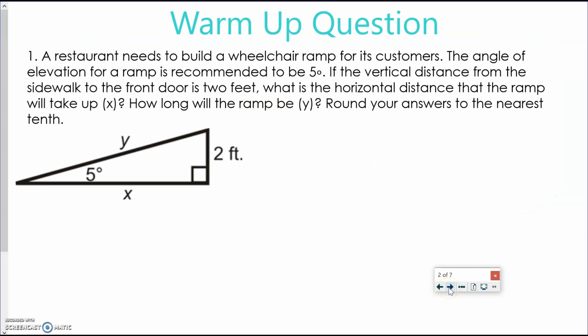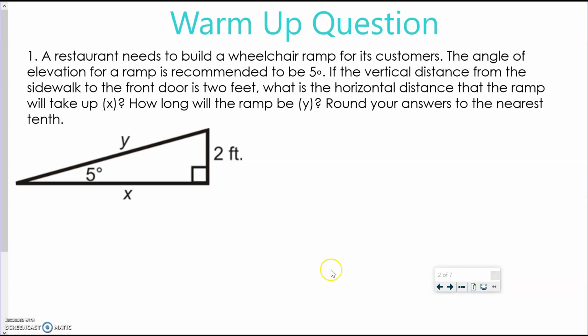So first off, start off with a warm-up question. We have a restaurant that needs to build a wheelchair ramp for its customers. The angle of elevation for a ramp is recommended to be 5 degrees. If the vertical distance from the sidewalk to the front door is 2 feet, what is the horizontal distance that the ramp will take up? X, which is X, and then how long will the ramp be? How long will the actual ramp be? That's Y right here. It says round your answers to the nearest tenth.